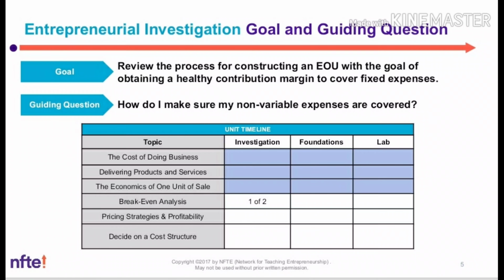Our goal and guiding question. We want to review the process for constructing an economics of one unit with the goal of obtaining a healthy contribution margin to cover fixed expenses. How do I make sure my non-variable expenses are covered? That's the bottom line.